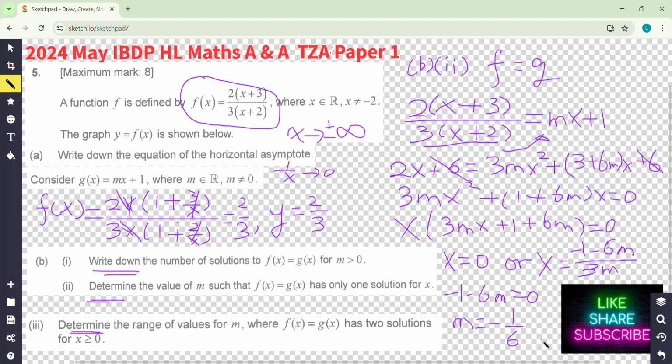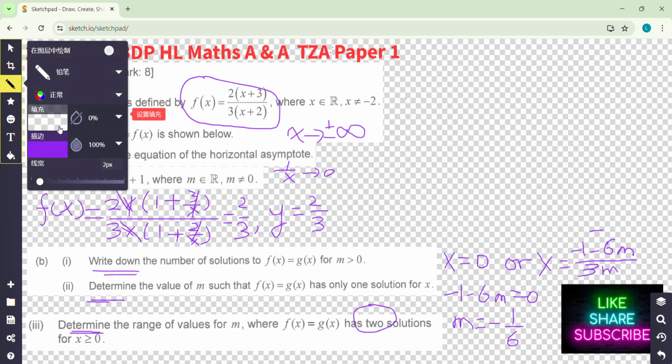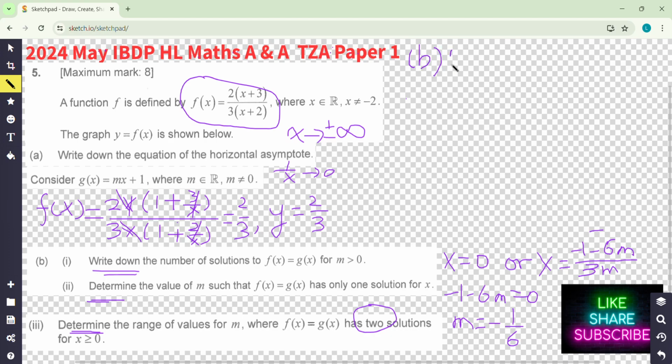Okay, so B3 is even more complicated. Determine the range of values of m such that the solutions are x larger than or equal to 0. We got one solution already. It's a two solution case. So the second solution has to be larger than or equal to 0 too, okay? So you have to find out this thing, larger than or equal to 0. So for B3, we continue our journey. We start from the result of B2. So for B3, we need to set this thing, x equals this thing, larger than or equal to 0.